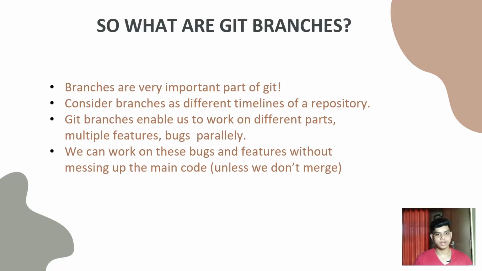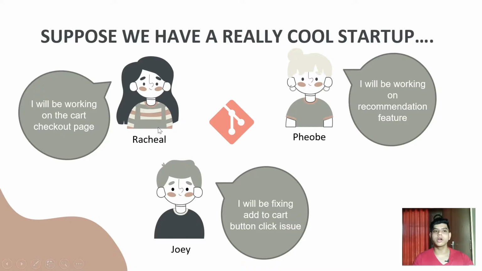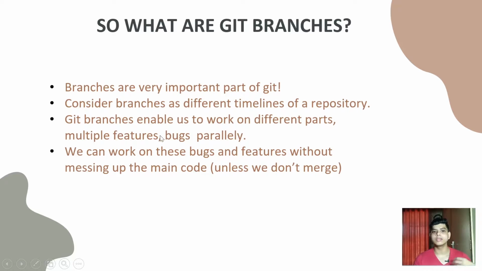Git branches are again a very important part of Git. Consider these branches as different timelines. Rachel would be working on her own copy or timeline, Phoebe would be working on her own timeline, and Joey too. So they would branch out. They would each have a different branch and work on that, because Git branches enable us to work on different parts, multiple features or even bugs in parallel, right? We can work on this without messing up our main code base. We can try and test things out, and if things work, then we can merge to our main code.